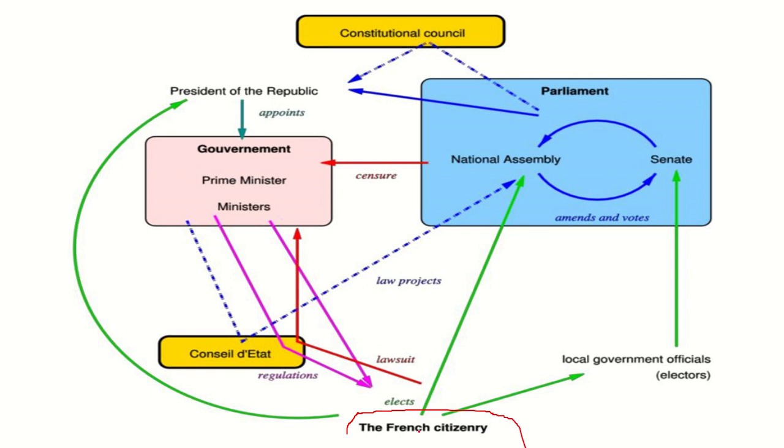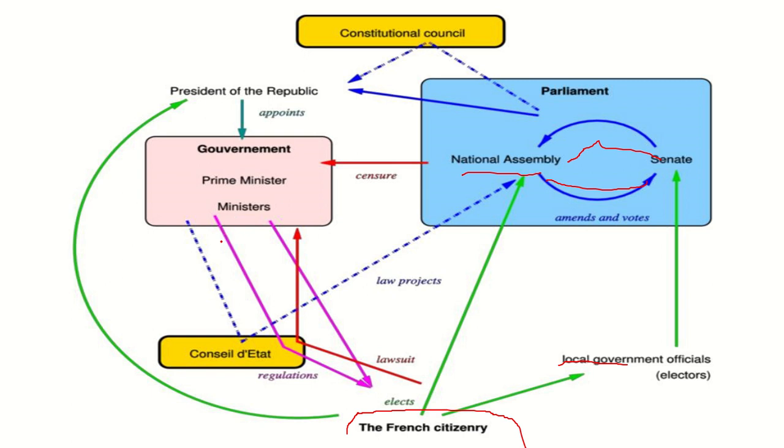Now, first again, like the old one, there is the French citizenry. It elects the local government officials, which is over here. Then they elect the Senate, which is the higher house. Then these both amend and votes are counted. Then the National Assembly is formed, which is the lower house, and the Senate is the higher house. The French citizenry elects the National Assembly and also elects the President of the Republic, which then appoints the Prime Minister and other ministers.